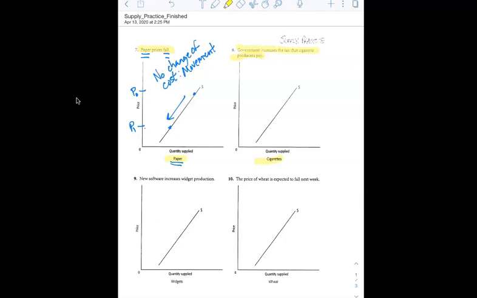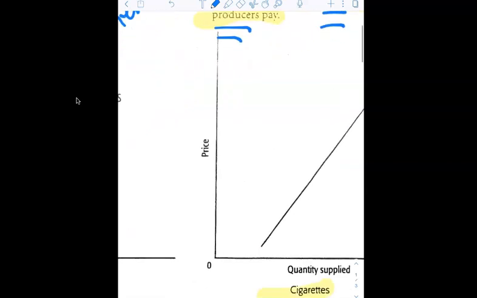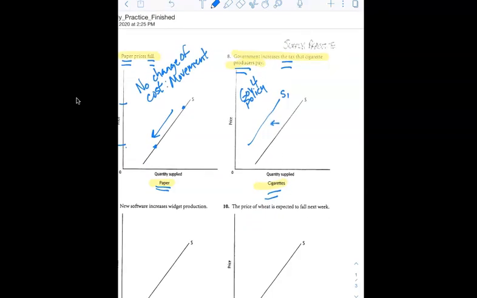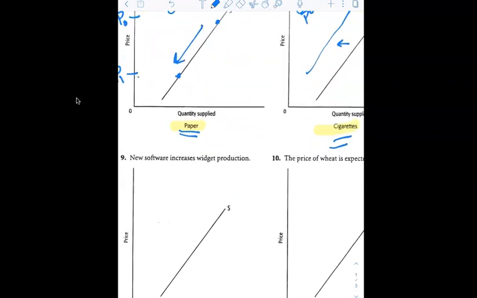Number 8, imagine we're manufacturing cigarettes, and the event that we're given in number 8 is the government increases the tax that cigarette producers have to pay. So as producers, we have a new tax that we have to give the government. That's going to cost us more to produce cigarettes, which means that we are not going to be able to produce as many as we could before due to this government policy. It's going to cause our supply curve to shift to the left. So we draw an arrow from the original curve and draw a new curve and label it S with the next number up. So S1.